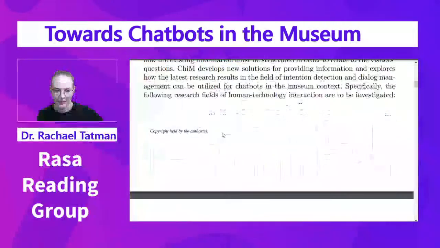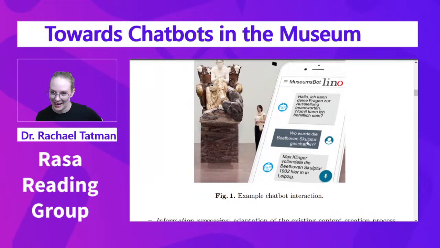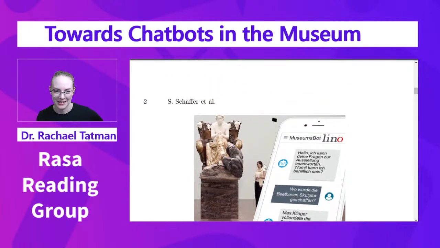You could play an audio file of what that music would sound like. Let's look at figure 1. So here's an example chatbot interaction. Someone's standing next to this statue, and they want to know about something. Can I ask something about Beethoven? It's a sculpture of Beethoven. I'm getting that. And like who made it, I guess. And then they get information about the sculptor. Right. And this is the museum user, and this is the piece of art that they're interacting with.